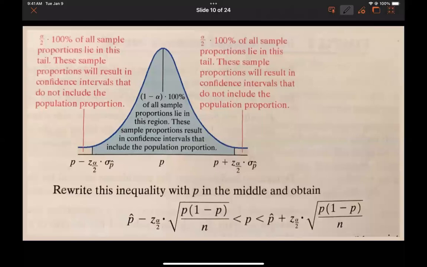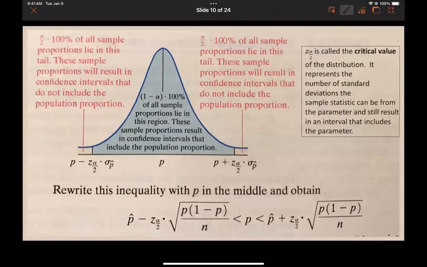Here's a good picture. I took a picture of the textbook, got this directly out of the textbook, because I like it. This is showing that I have the middle whatever percent, and half of it is above. My alpha divided by 2 is above and alpha divided by 2 is below. Alpha is just the difference between your confidence level and 100%. That's all alpha is. I just thought this was a nice picture. Once we math it out, you got this.